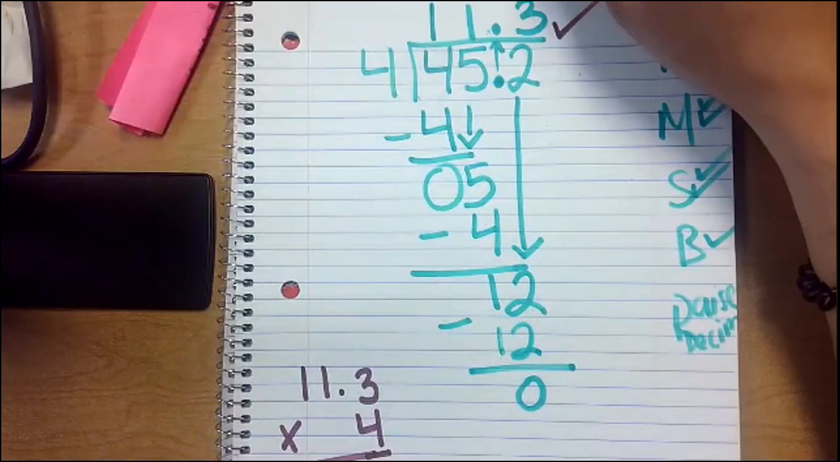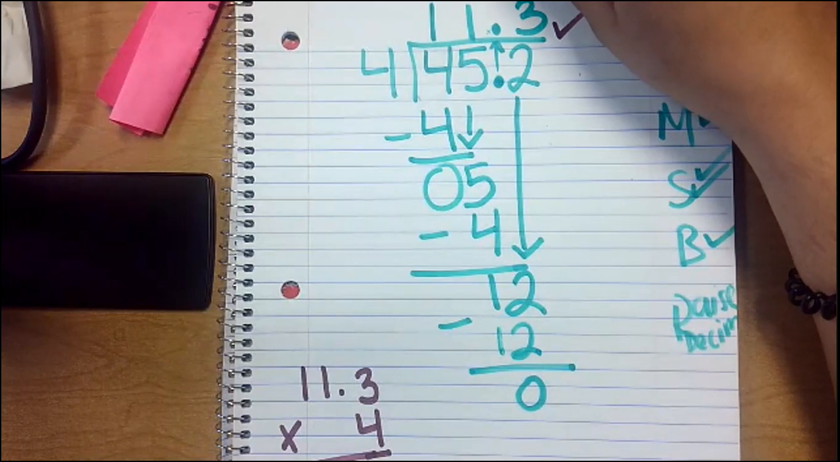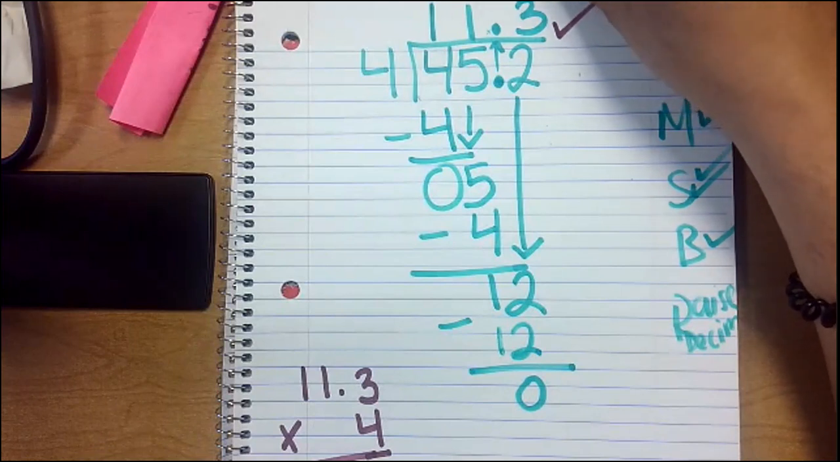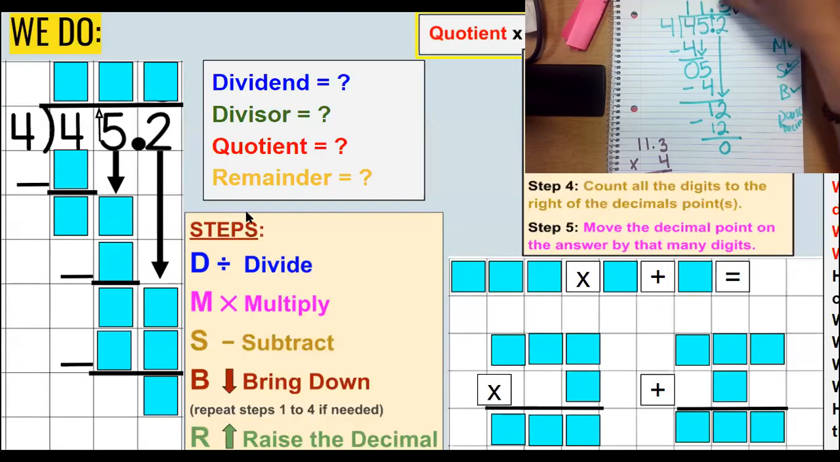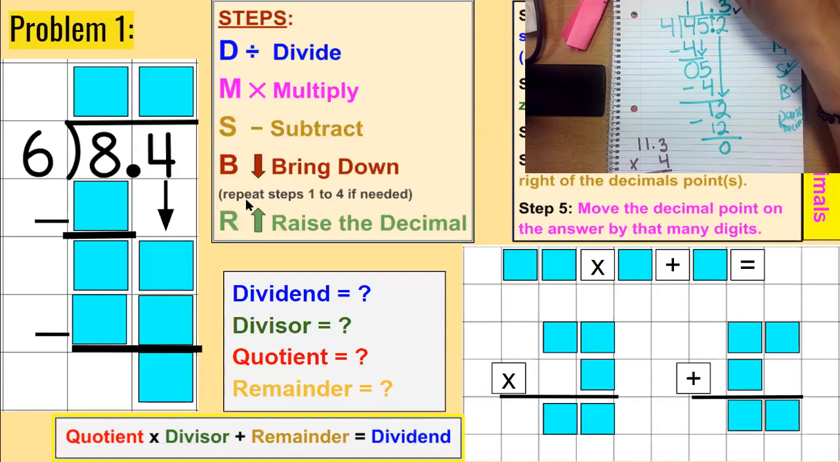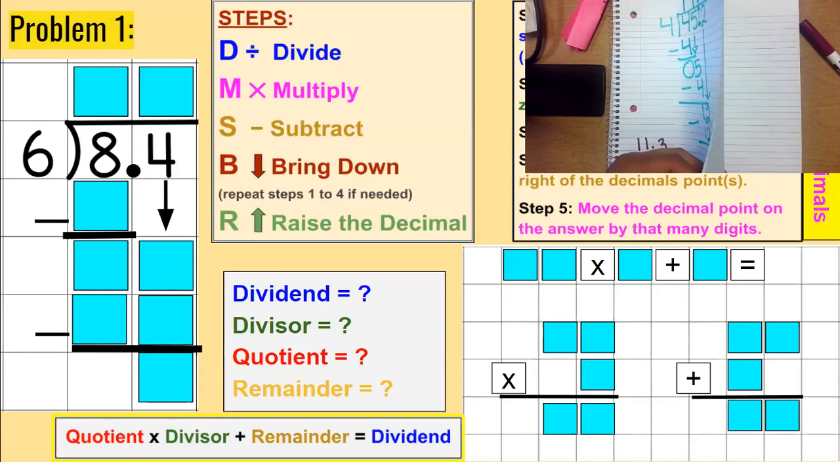Okay. Okay. All right, let me put it up. 8 and 4/10 divided by 6. Go ahead and try that on your own.